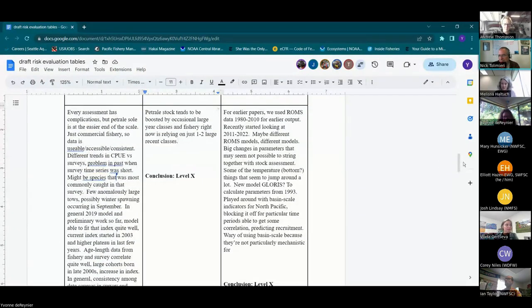Yep, that's awesome to hear that's happening. Anyways, my point is to pay attention to recruitment patterns for Petrale. There's a steady trickle of lower level recruitments, but it's really the occasional big ones that are driving the bus on stock trends.